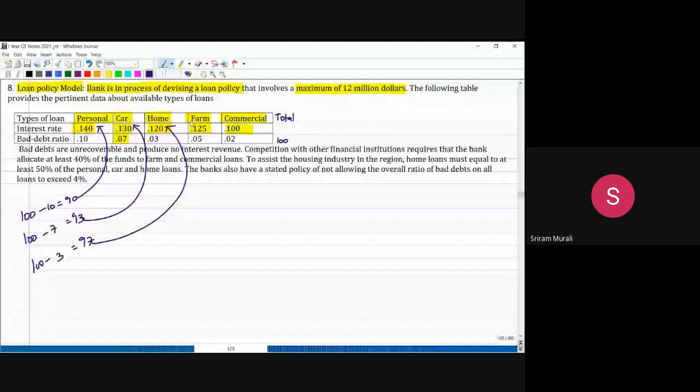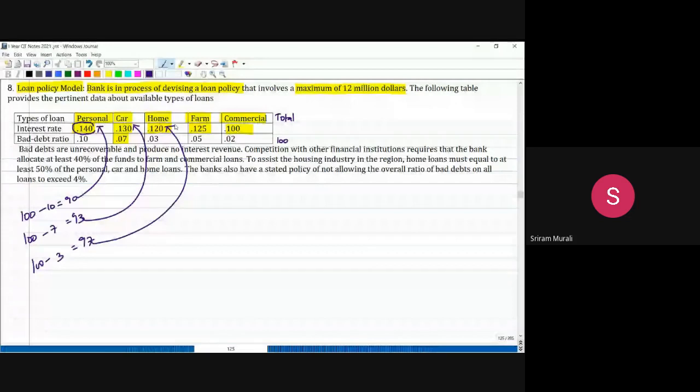You have issued at the interest rate of 0.14, where 10% is not recovered. So the remaining 90% is recovered at this interest rate, 93% recovered in car interest, 97% recovered in housing loan interest. Do you try to understand first what this table indicates? Yes, sir.